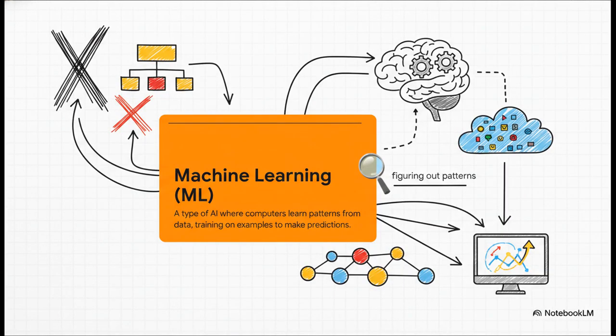Now, here's where it gets interesting. Inside that giant AI umbrella, you find machine learning, or ML. This isn't a separate thing. It's a specific way to achieve AI. Instead of a human programmer trying to write a million if-then rules for every possibility, we just let the computer learn the patterns for itself. It's exactly like how a kid learns what a dog is, not by reading a definition, but by seeing tons and tons of different dogs.